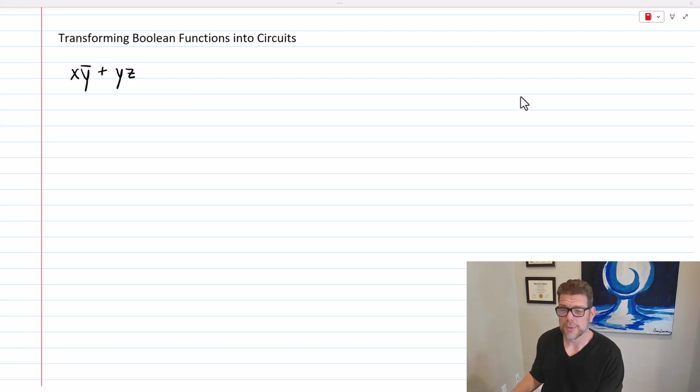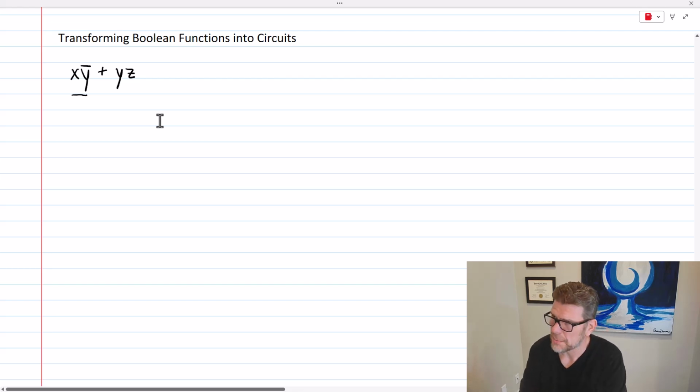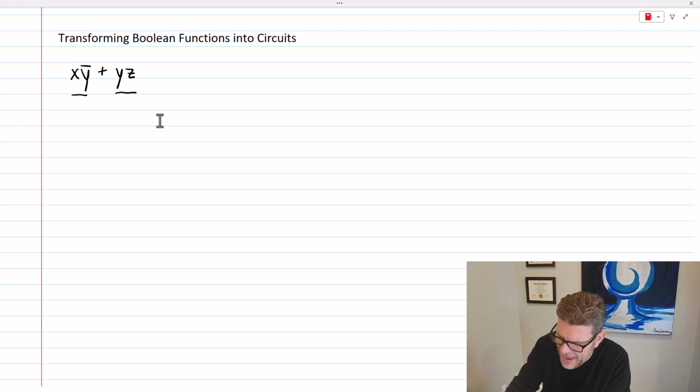Now we're going to transform our Boolean functions into circuits. So let's say, for example, I'm given a Boolean function and I want to rewrite it as a circuit. It takes a little bit of thought, and sometimes a little bit of trial and error. But all we really want to remember is that if I have, for example, two terms, x y bar and y z, I'm going to be adding together these two minterms at the end. And so my last gate is going to be an addition gate. That's what I'm basically thinking about here.